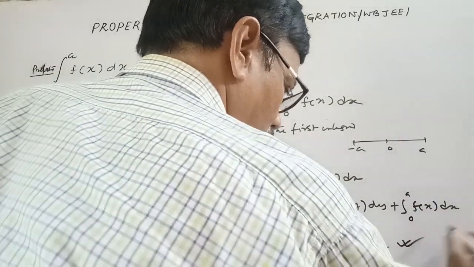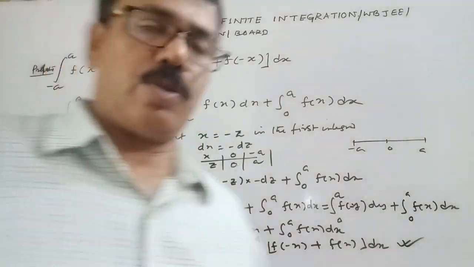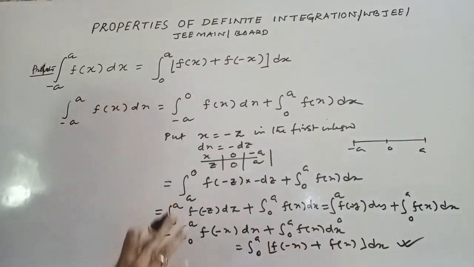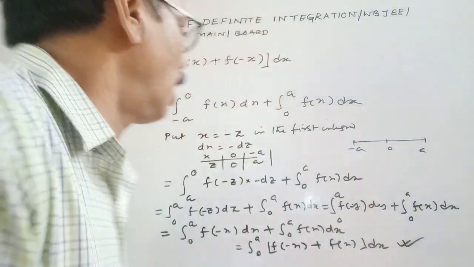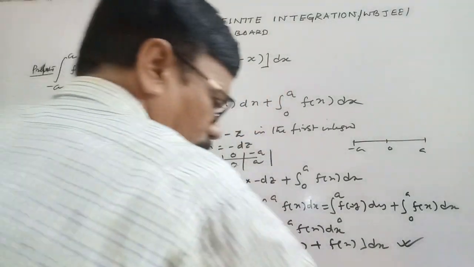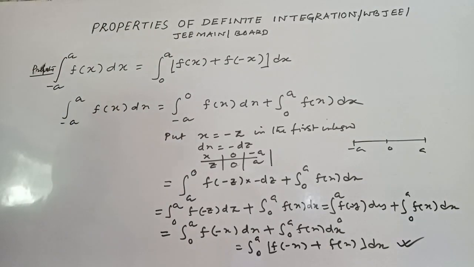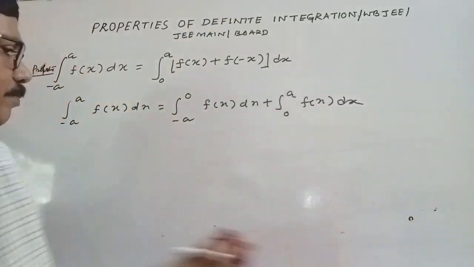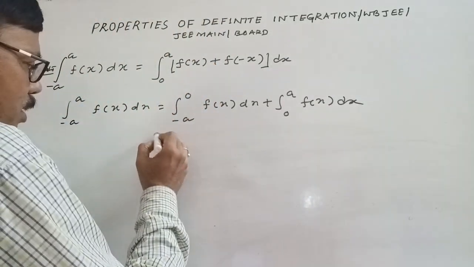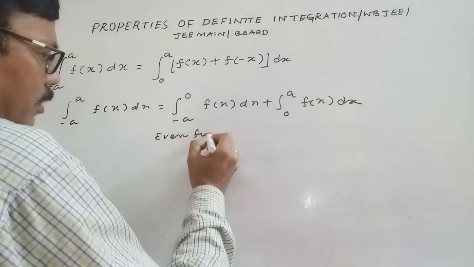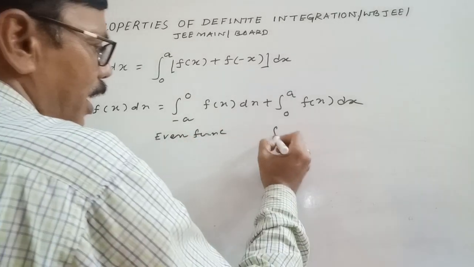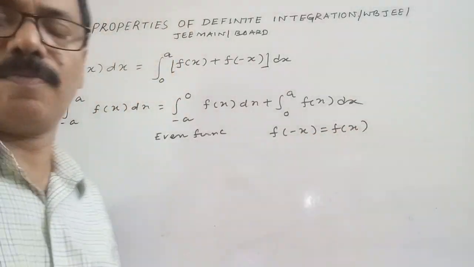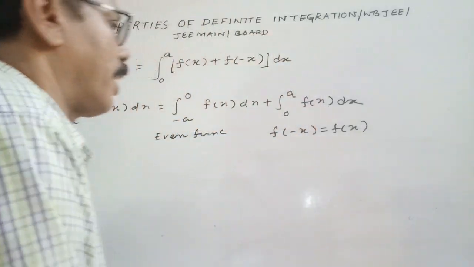Sometimes in board exam, you have to prove this result. That is why I am giving the proof. In general, proof is not coming. But look, if f(x) is even function, you know what is even function? Try to recall: f(minus x) equals to f(x). Then it is even, that is which can absorb minus.